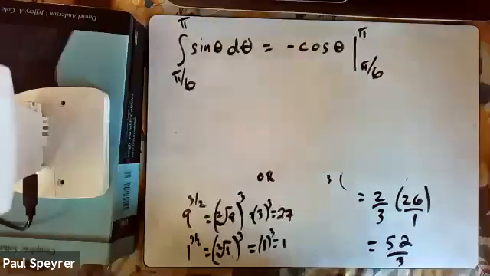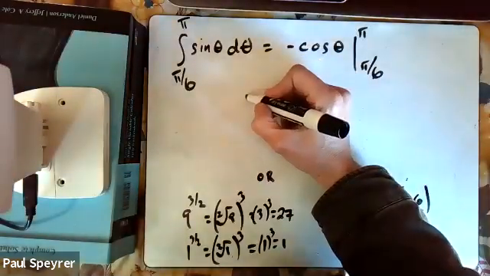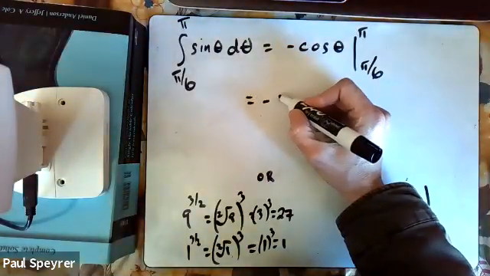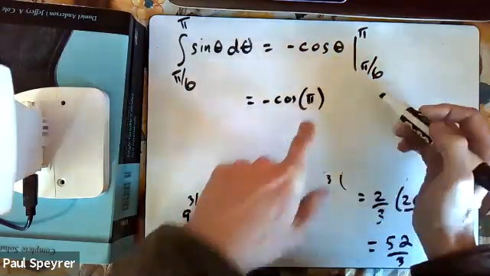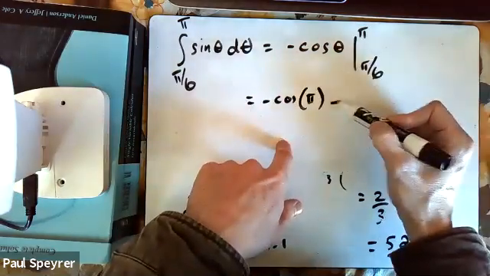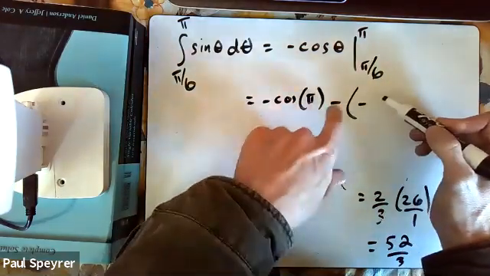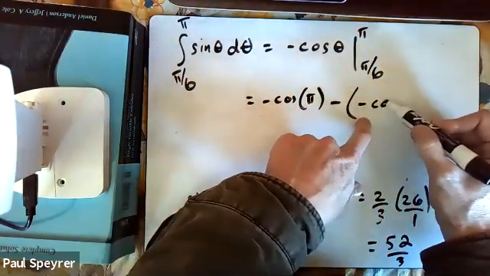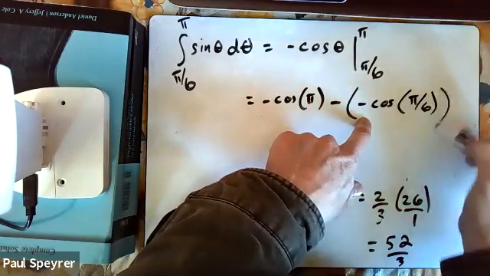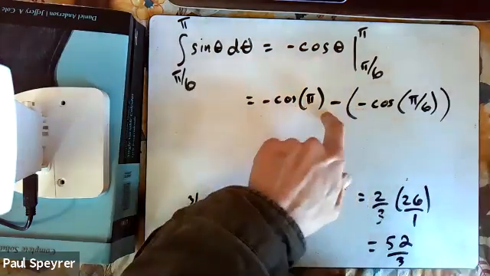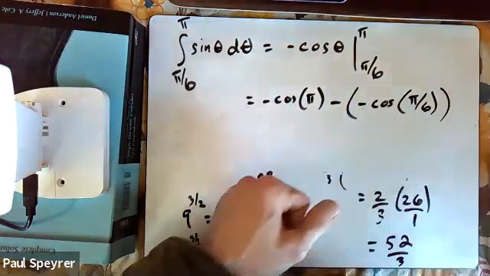So let's go out there and plug in these values. We have negative cosine of pi. Watch the signs, right? So this is the upper limit minus the bottom limit. So we're going to have minus a negative cosine of pi over 6. Be very careful with that, right? Because that's going to become positive.